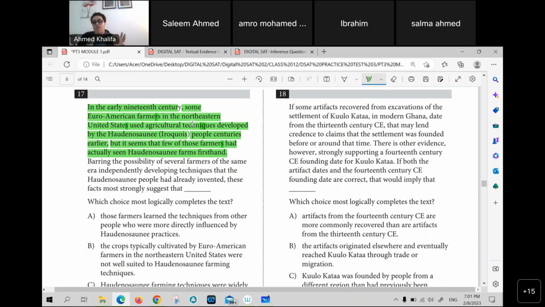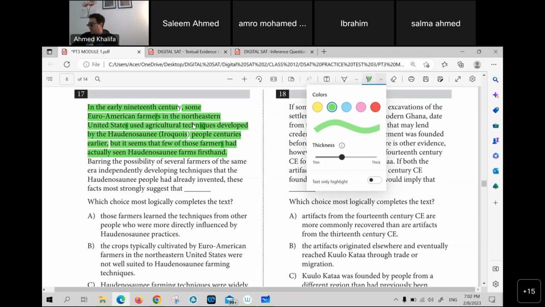So I'm saying, guys, few of those American farmers or Euro-American farmers seems that few of those farmers had actually seen Haudenosaunee farms firsthand. So they haven't seen it what? Firsthand means they didn't live through it. Okay, what else? Come on, the other part.